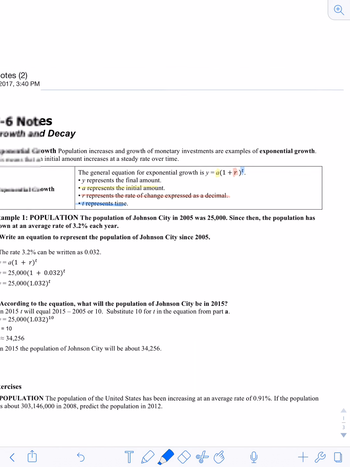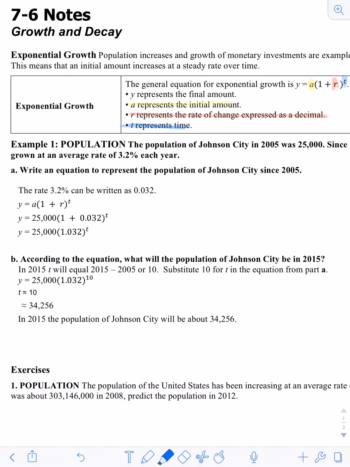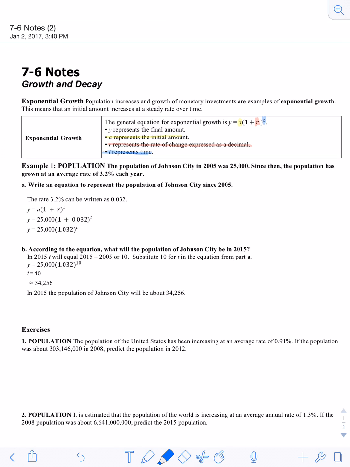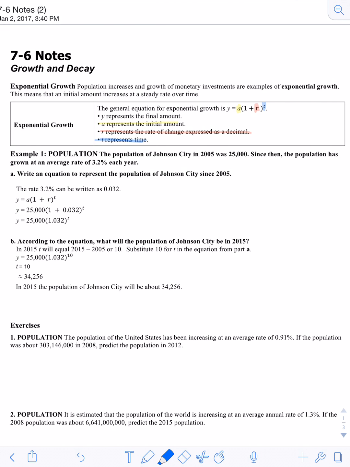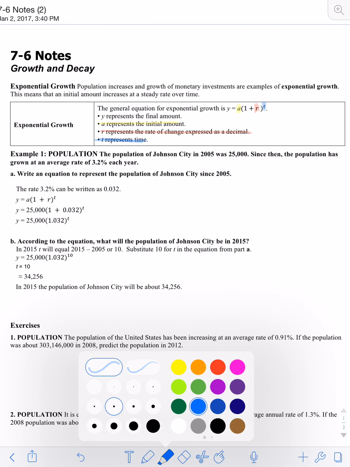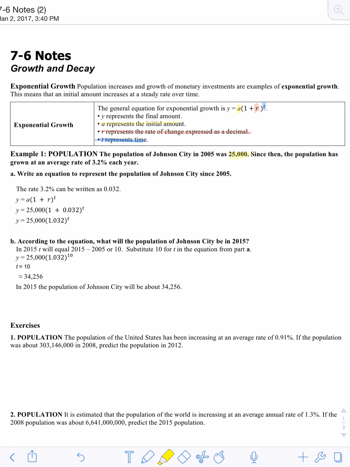Okay, I'm actually going to work through this example with you, and then we're going to do two examples, and then we'll go on to decay. Okay, so for exponential growth, let me go ahead and work this first one out. Lots of highlighting, okay? It says the population of Johnson City in 2005 was 25,000 people. So here's my initial amount, 25,000 people. So I'm going to highlight that yellow. Since then, the population has grown at an average rate, and remember, rate is my red, of 3.2% each year. Write an equation to represent the population of Johnson City since 2005.